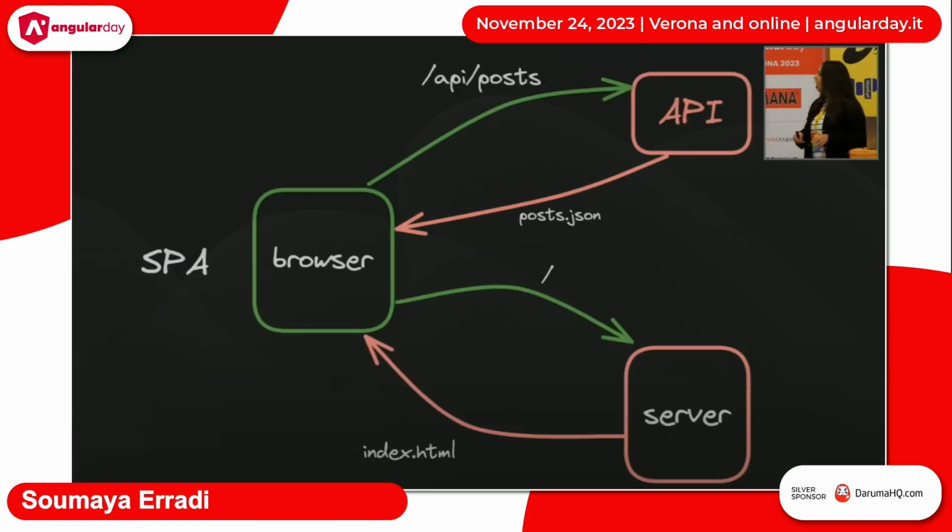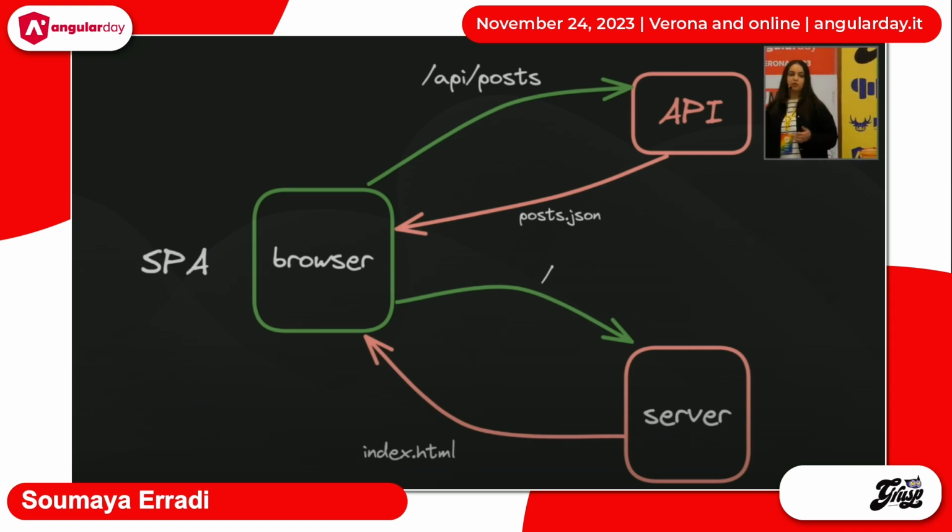So let's see a little bit of the difference in how it works. For a single-page application, we have the browser, and the browser just interacts with the server the first time to get all the HTML rendered, and everything is managed in this single-page application. So all the routing and everything is managed here, and we just talk with the APIs, our backend, to get the data for our application.